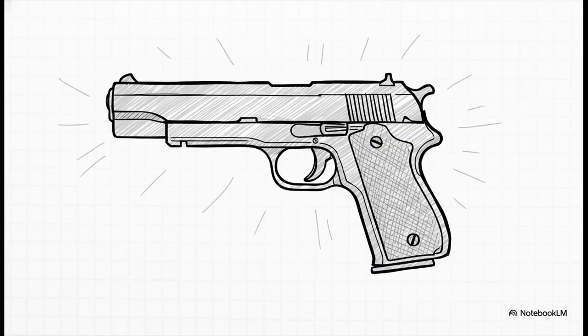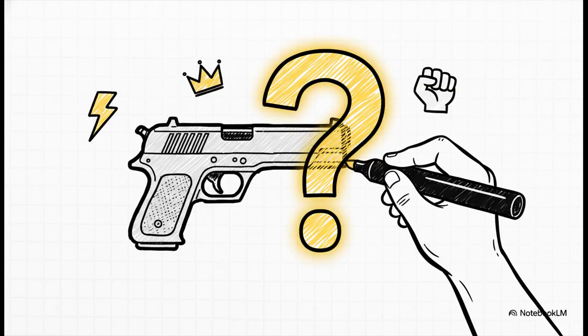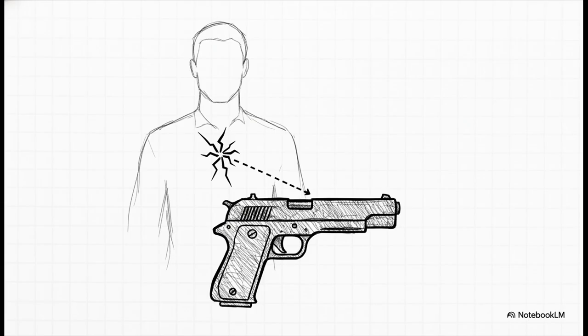Let's use a really classic example to see how this works in practice. We're going to start with a simple but very powerful object: a gun. Now, a gun on its own already carries a ton of meaning, right? We see it and we think power, danger, control. But that's generic. The real magic happens when we give that gun a brand new, very specific meaning that only exists inside our story. So how do we do it?